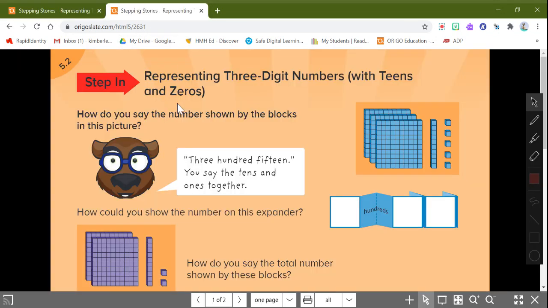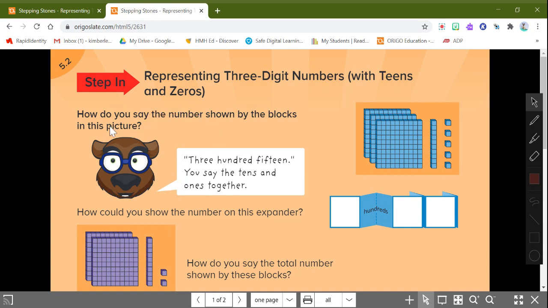Let's switch over to this page because that was representing 3-digit numbers with zeros. Let's look at some teens with the zeros. So when we count by ones, we count 8, 9, 10, 11, 12, 13, 14, and so on. And so that's what we're going to look at today.